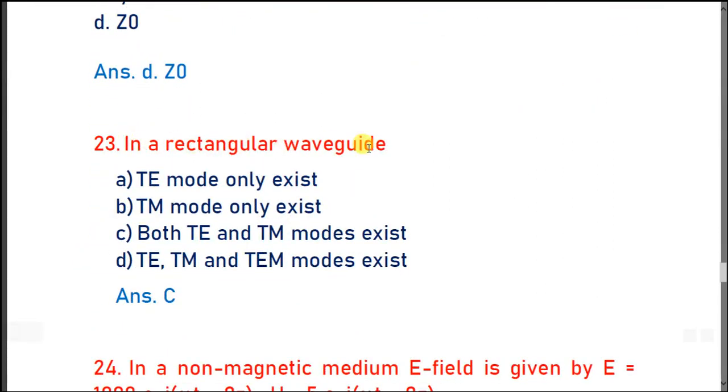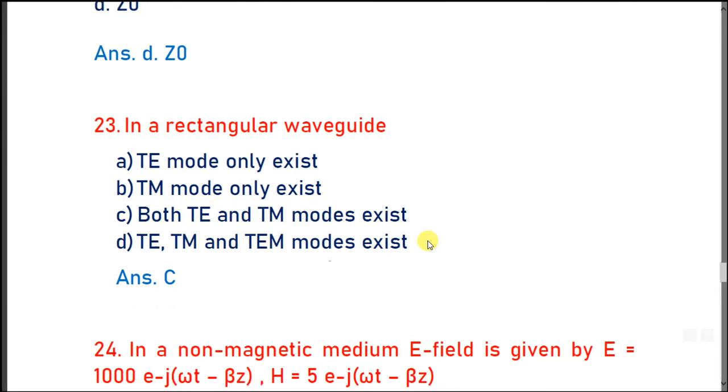In a rectangular waveguide, it supports dash. A rectangular waveguide always supports both modes, TE and TM modes. So the answer is C, both TE and TM modes exist.